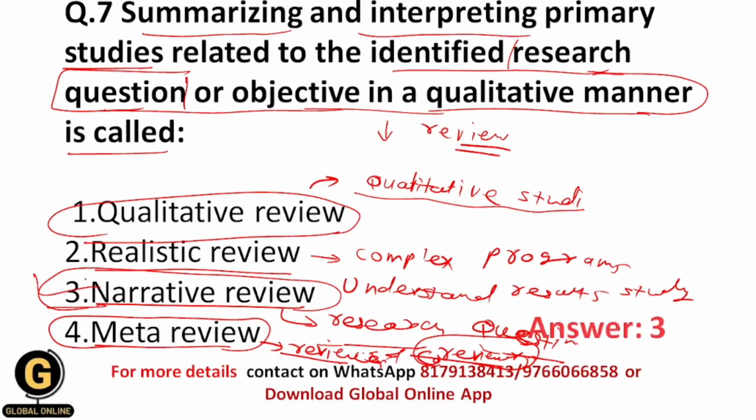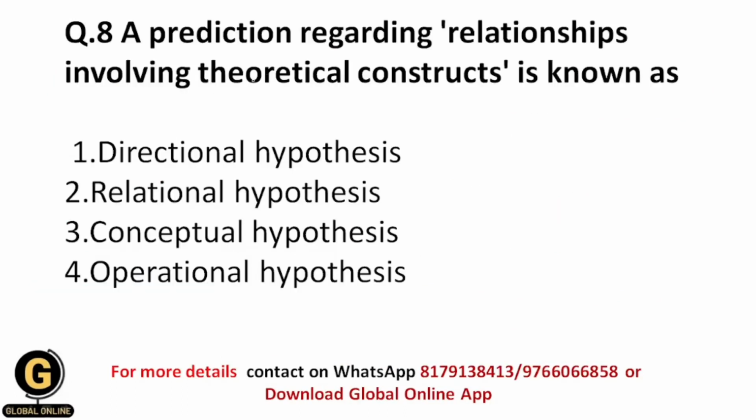Now, in this question, a prediction regarding relationships involving theoretical constructs is known as. So, a prediction means what? It is a hypothesis. So, a hypothesis regarding relationships involving theoretical constructs is known as.